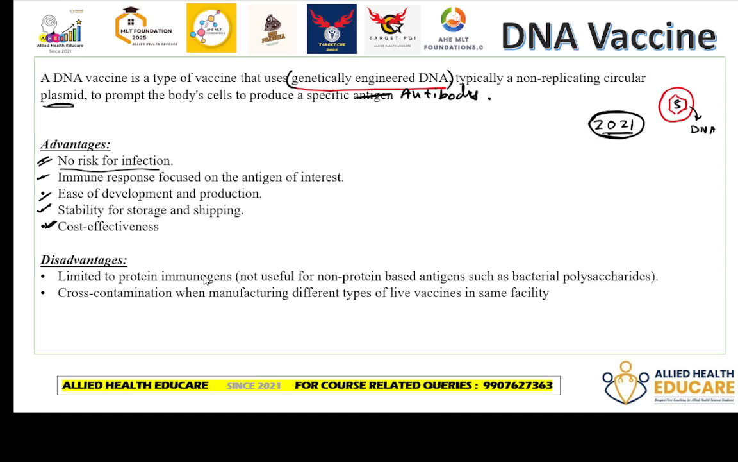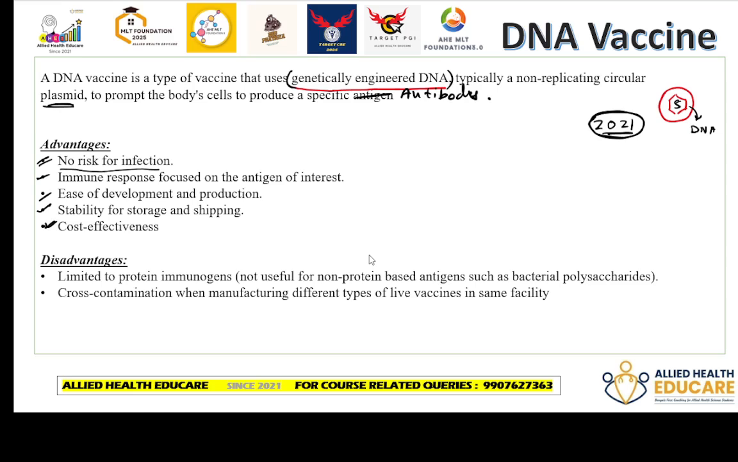In case of vaccination, we have previously learned that there are different types of vaccination. So what we are doing? We are just picking up the antigen and administering it in our body. The antigen may be protein, maybe lipid, maybe carbohydrate also. But in case of DNA vaccination, we can only generate the antibody against protein immunogen, not against the lipid antigen, not against the carbohydrate antigen.